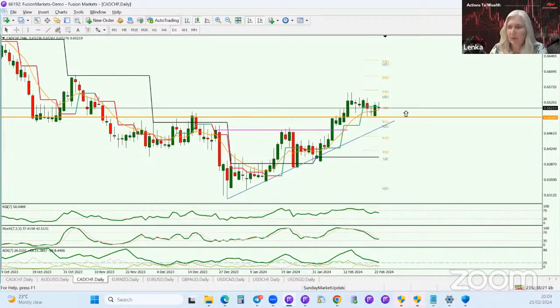So what we have here is this sort of pattern. What I'm looking for here is a reversal in this area, because we already had a number of closes above that previous high and also this one, and looking for a reversal for a long opportunity there.